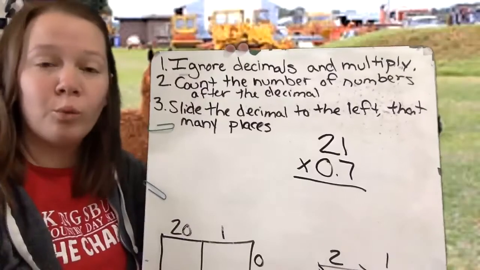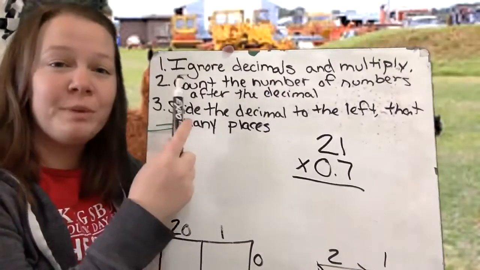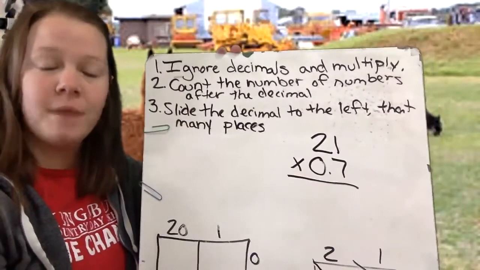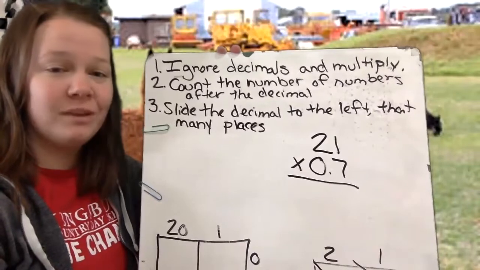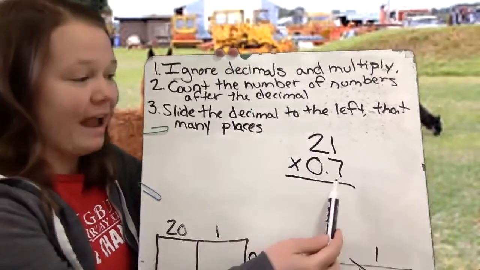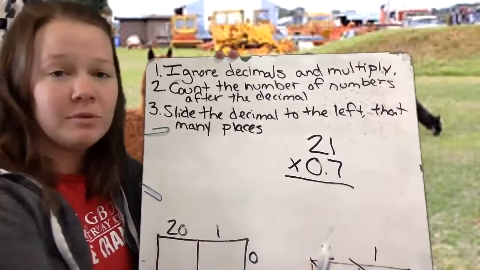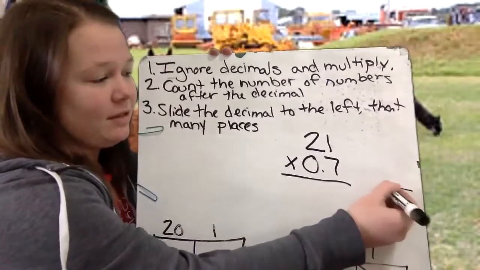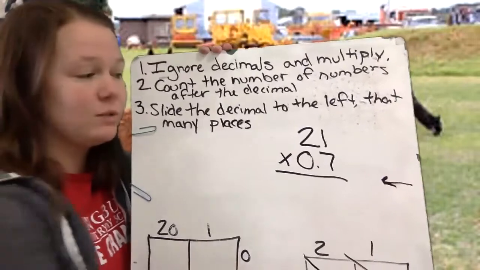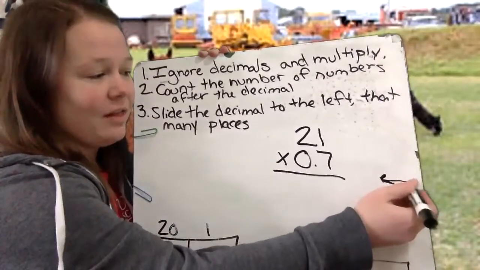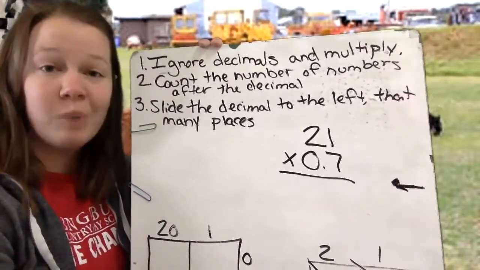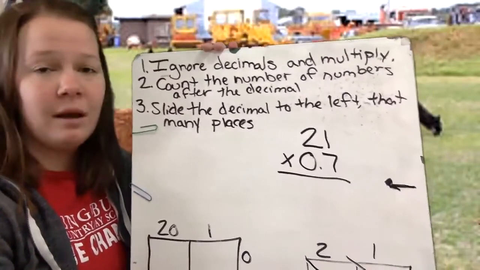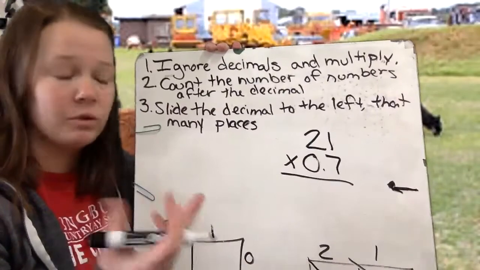All right, so what I was saying before is that what you're basically gonna do is ignore the decimals, pretend they're not there and multiply, okay? Once you have ignored the decimals, you're gonna count how many numbers are after the decimal. So like here, how many numbers are after the decimal. And then you're gonna slide that decimal to the left that many spots, because when you slide decimals in the left direction, you're making the numbers smaller, which has to make sense if we're multiplying by numbers that are really small, decimals, okay?